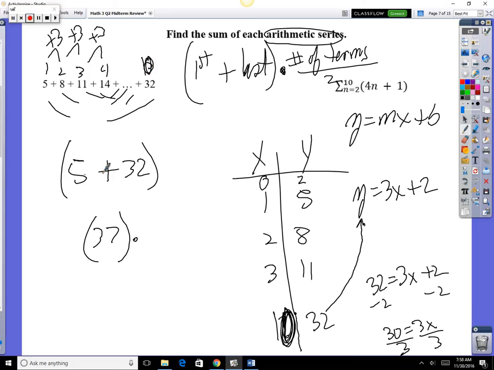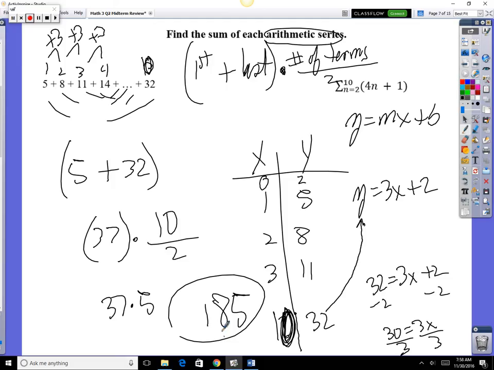So I did my first plus my last times the number of terms. There's 10 terms in the list. Divide that by 2. So that's actually 37 times 5. And 37 times 5, if you add all these up, they should add up to 185. That's an awesome problem.